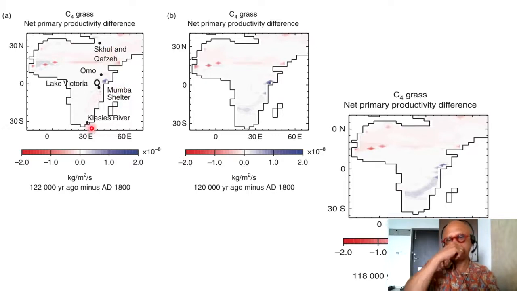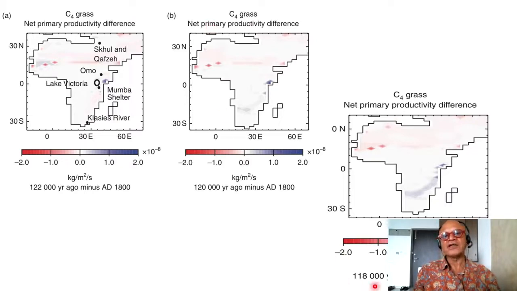Mumba Shelter and Klasies River here, and you can see how C4 also looks patchy, but it's maybe almost overlapping with C4's. Sorry, this is net productivity difference for 122 and 120. So this green part of increased net primary productivity in C4 has disappeared here. If I said something wrong before, just ignore it. Whereas here, this is persistent from 122,000 to 120,000 in terms of increases relative to 1800.